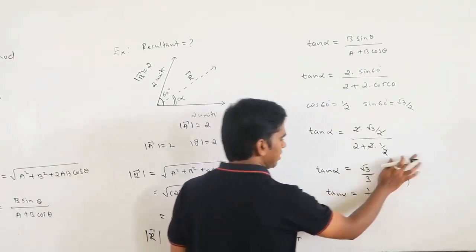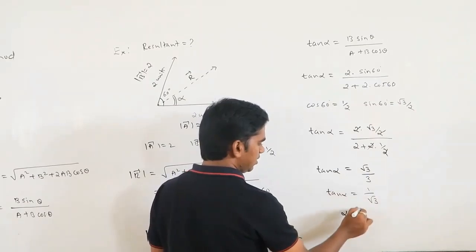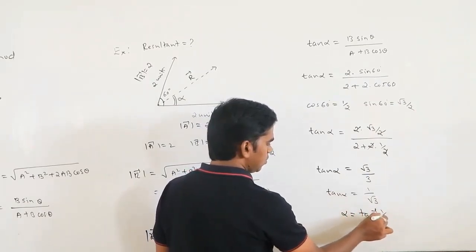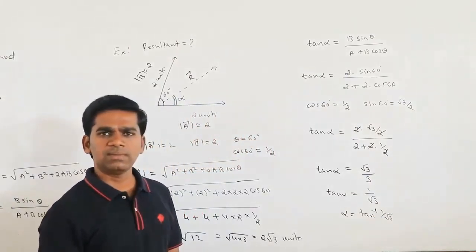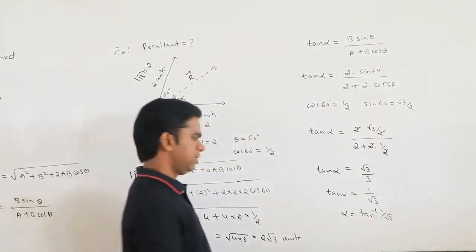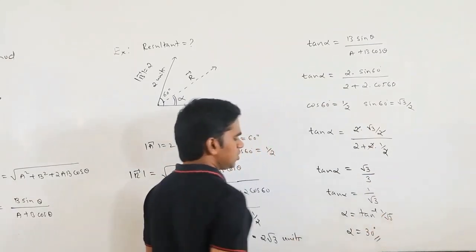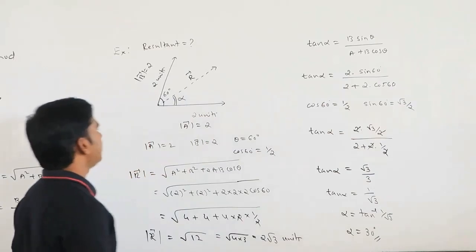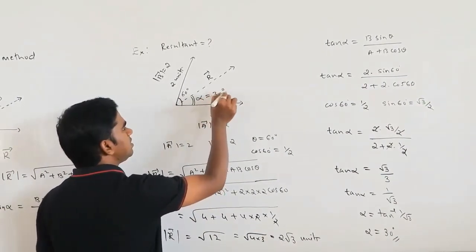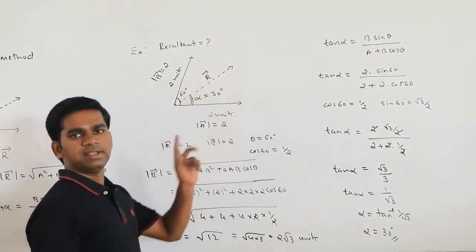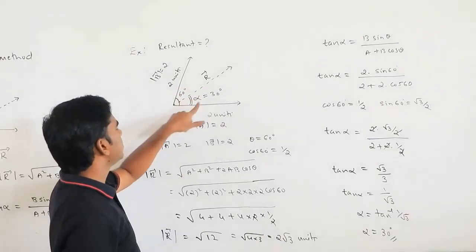Shall I remove this one? Okay. So 1 by root 3. So alpha equals to, take tan on that side, tan inverse of 1 by root 3. What will be the tan inverse of 1 by root 3? So 30 degrees. Okay. So it is making an angle of 30 degree. What answer you are getting? Alpha is equals to 30 degree. Means resultant will get at 30 degree with A, similarly 30 degree with B also, because it is 60.